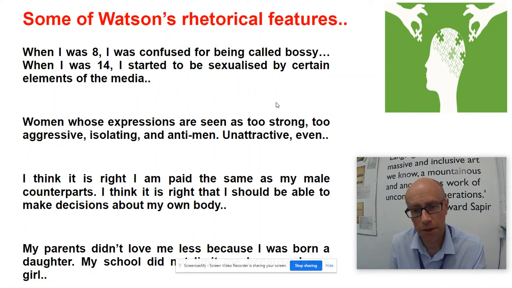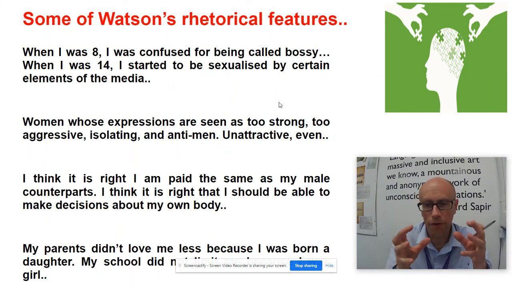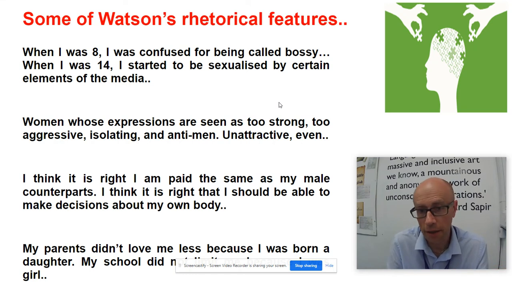"Women whose expressions are seen as too strong, too aggressive, isolating, and anti-men, unattractive even." So we notice here that we have a list that's going on. Now this is not polysyndeton because we haven't got connectives being put between these post-modifying adjectives. It's a good old-fashioned list that we've got. It's not even a list of 3, it's going beyond that. So we've got that piling up of details here in that list, which in itself is a persuasive device.